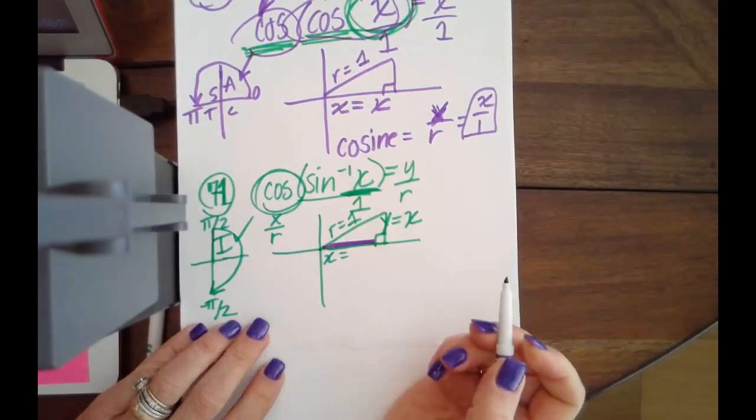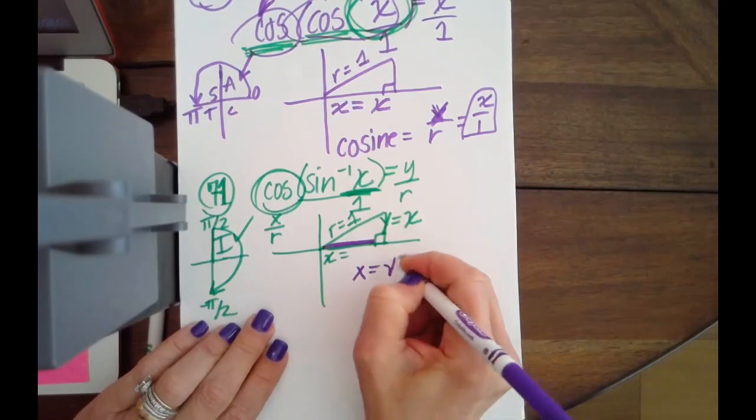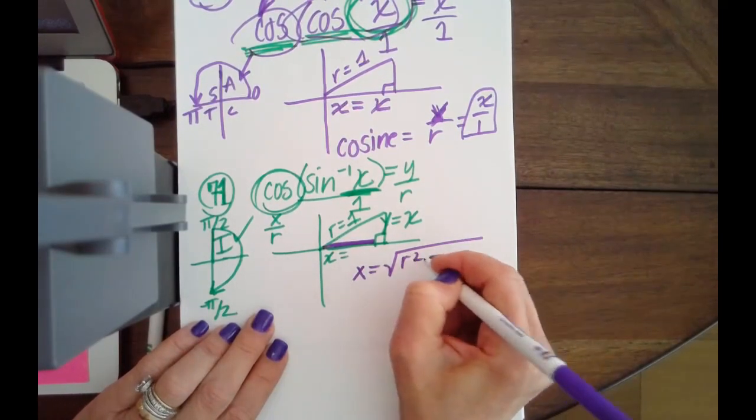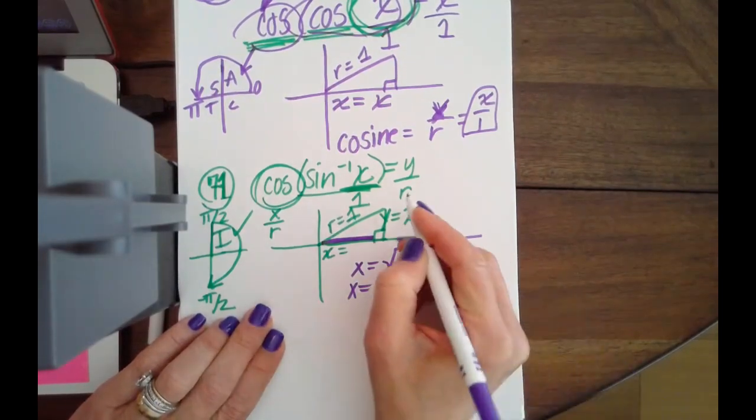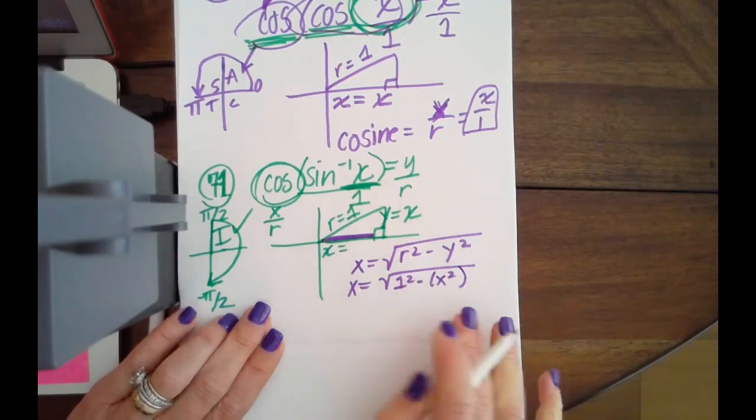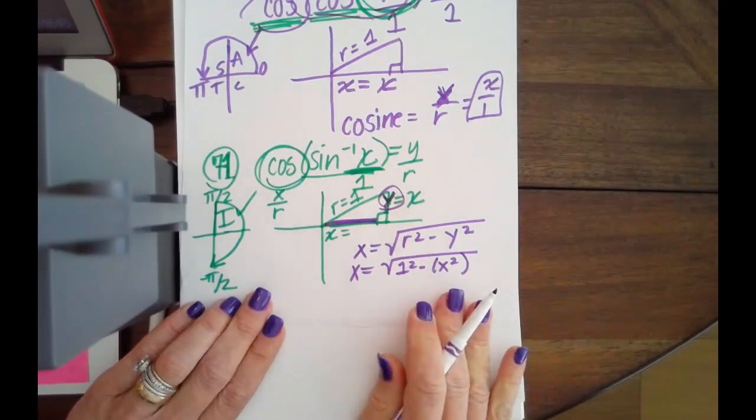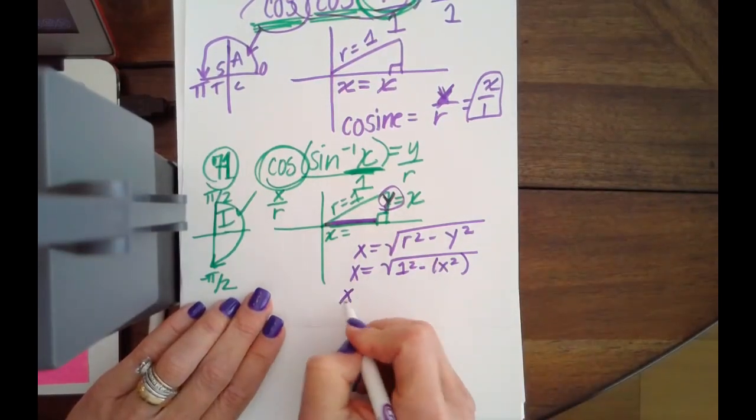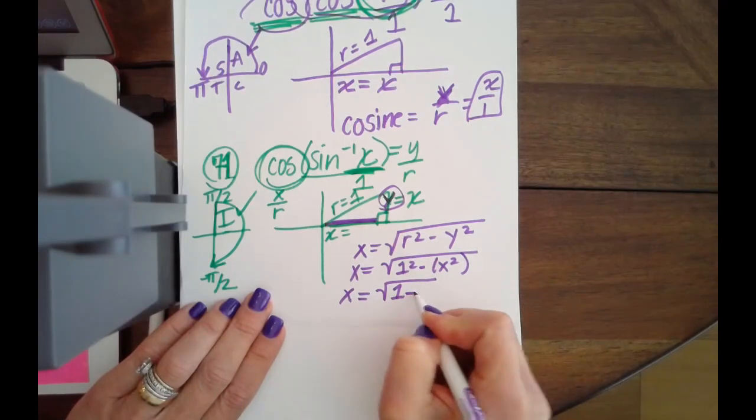And the only way to do that is use your Pythagorean. So x is equal to the square root of r squared minus y squared. So x is equal to the square root of 1 squared minus x squared, okay? Because that represents my y value, correct? All right, now we have x is equal to the square root, 1 squared is 1, minus x squared.